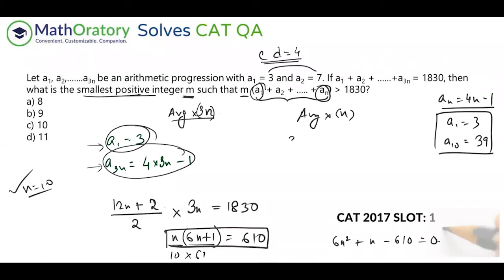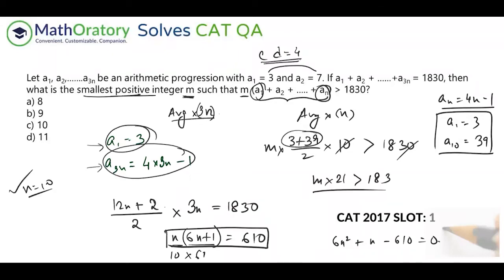So the average is 3 plus 39 by 2, into this n. n is also again 10. That should be greater than 1830 when multiplied by this m. So this is what we have, right? 42 divided by 2 is 21, cross 10. So you can just take this 10 off. So you have something like m into 21 should be greater than 183.